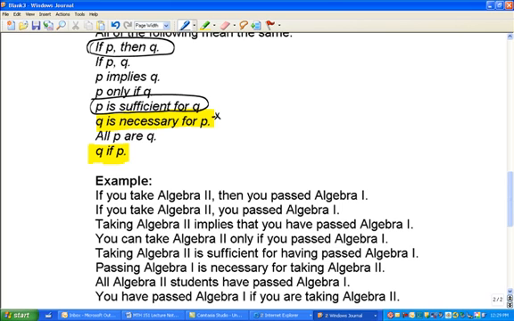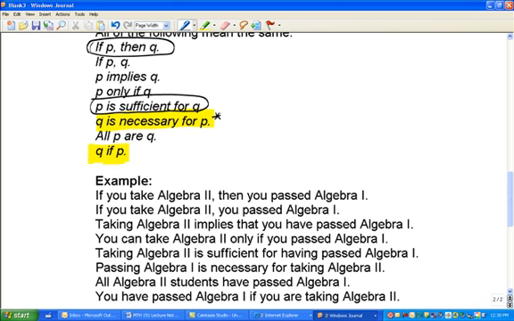So I've tried to come up with an example that would give you an idea that all of these are saying the same thing. If you take Algebra 2, then you passed Algebra 1. If you take Algebra 2, you passed Algebra 1. Taking Algebra 2 implies that you have passed Algebra 1. You can take Algebra 2 only if you have passed Algebra 1. Taking Algebra 2 is sufficient, and this is one of the ones I think is hard, for having passed Algebra 1. And I think it makes sense when I look at this particular example.